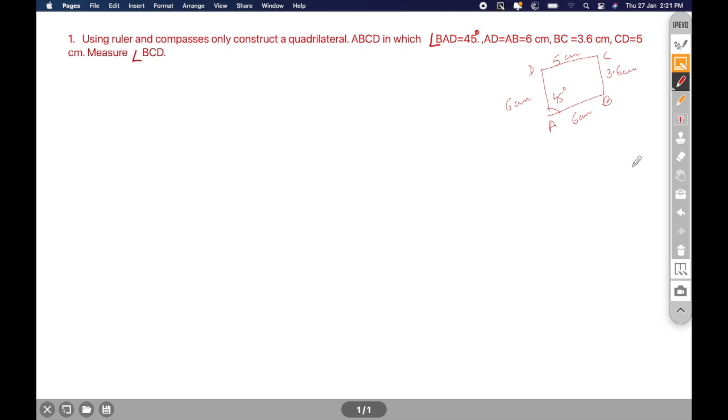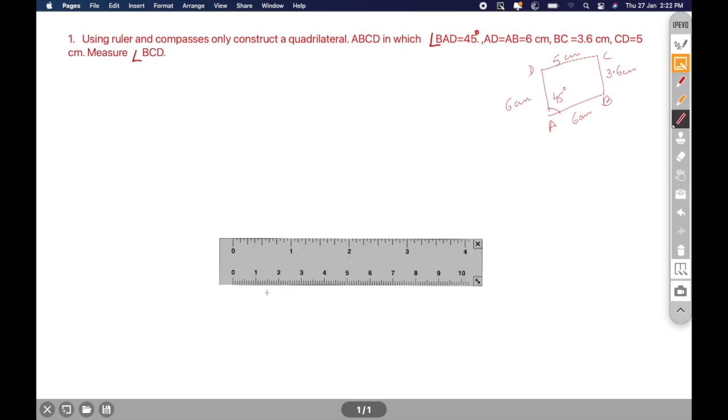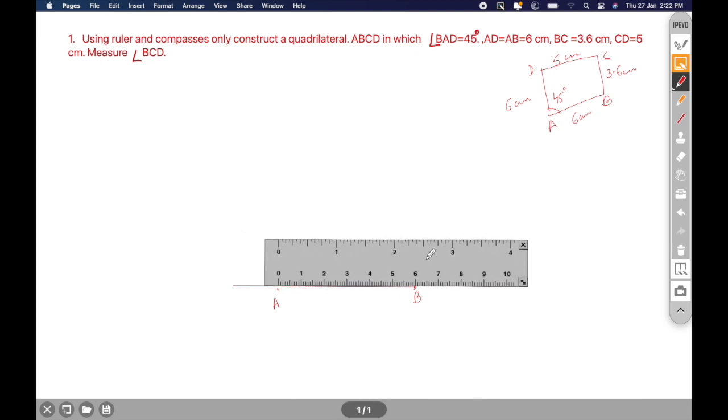So let me use a ruler. I draw a line segment of 6 centimeter length and extend it so that construction of 45 degrees becomes easy. So from here till here, it is 6 centimeter. So 1, 2, 3, 4, 5, 6. So here this is the point A, this is the point B. If you place the ruler and measure, you will find AB equals 6 centimeter, right?